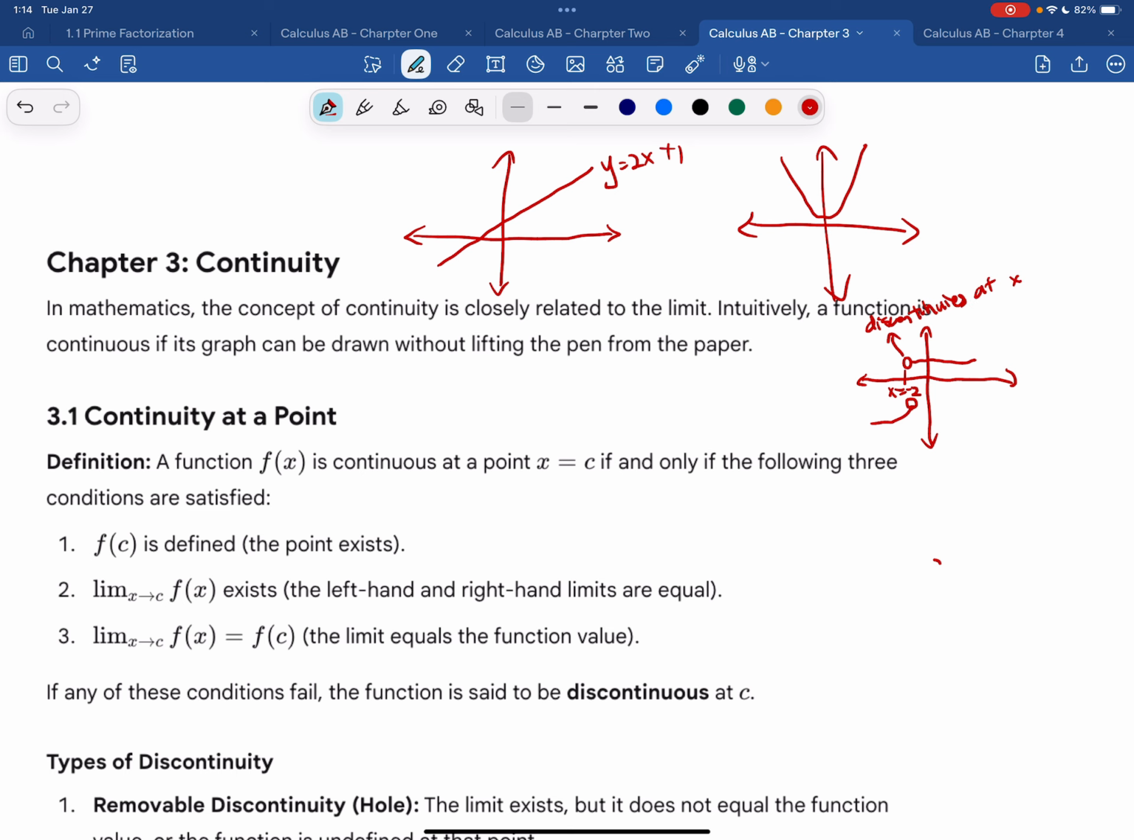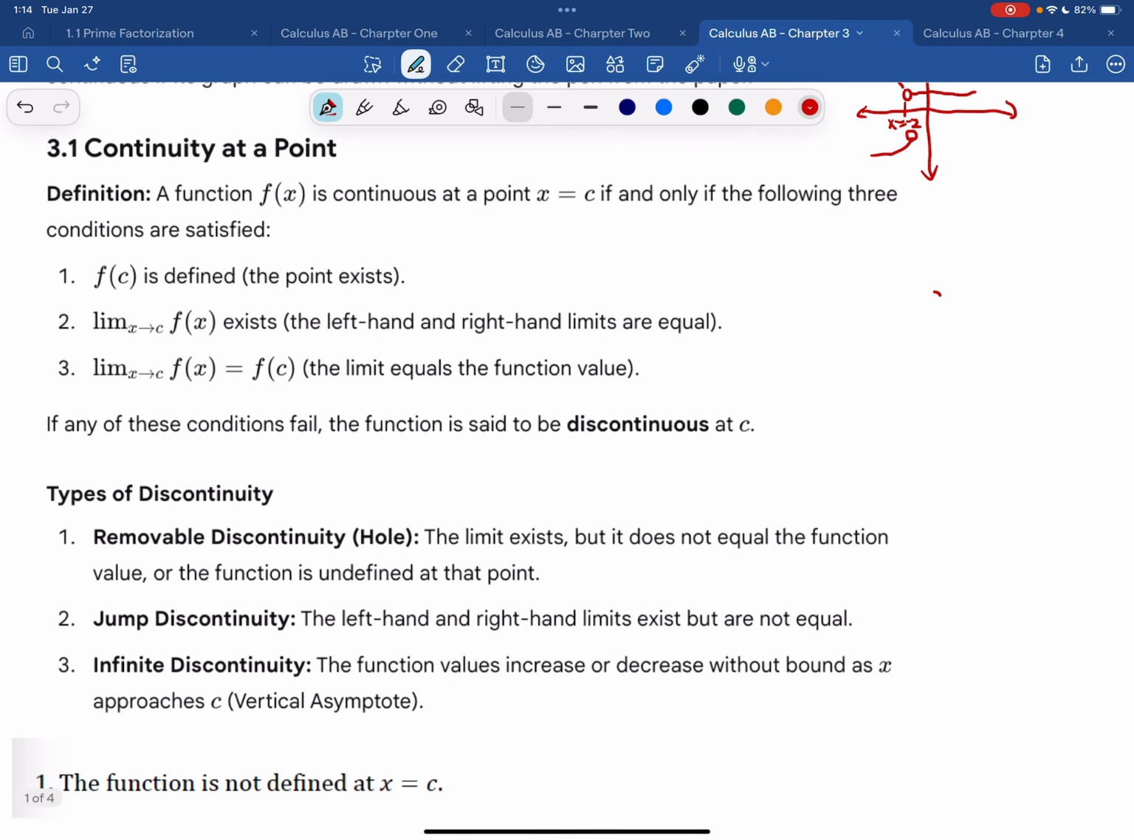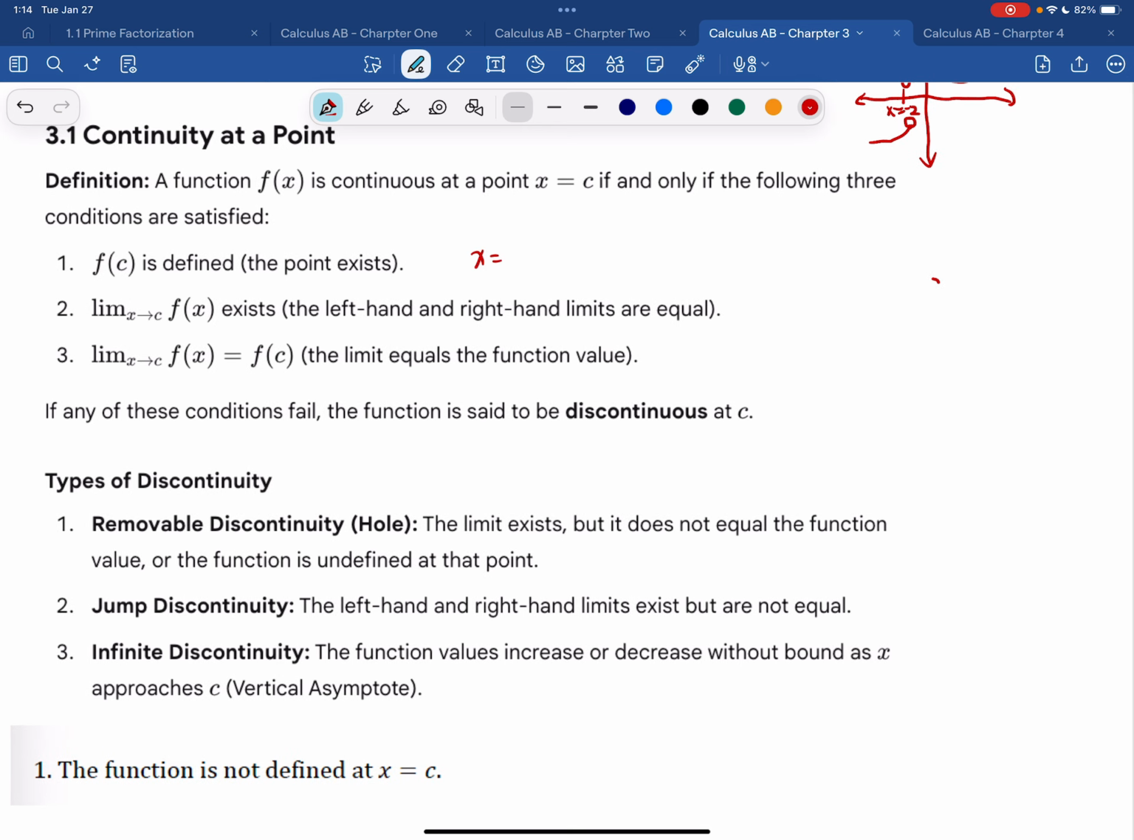Okay, next I want to talk about the conditions that have to be satisfied for a function to be continuous. First, f(c) is defined. If it's continuous at x equals c, this point has to be defined.